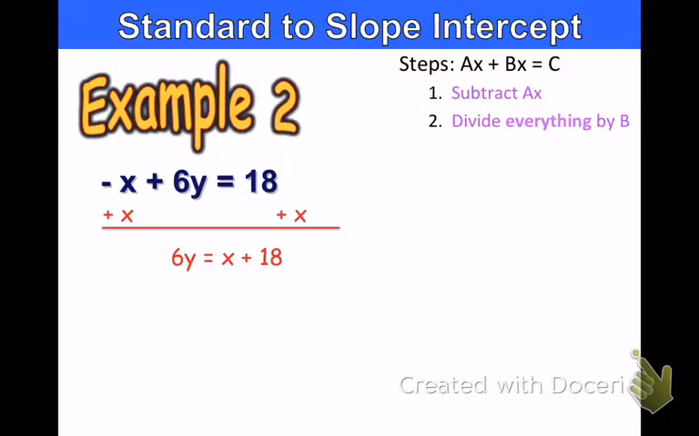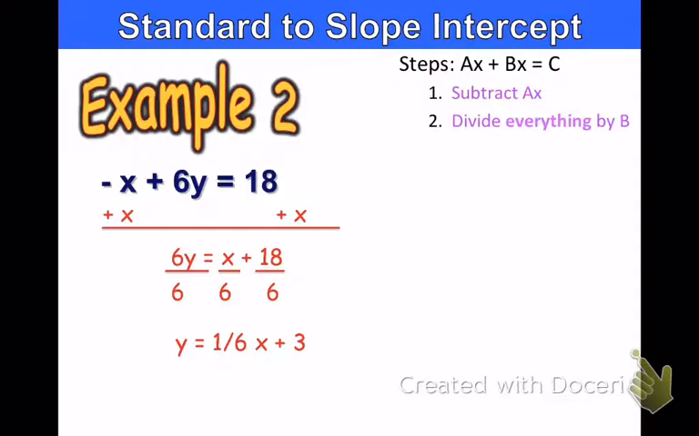Now I'm going to do step 2, which is divide everything by 6. Remember, my whole goal is to get the y by itself. The 6 cancels on the left, so I'm left with the y. Remember, there's an invisible 1 in front of the x, so my fraction is going to be 1/6, plus 18 divided by 6, which is going to give me 3. So my answer is y equals 1/6x plus 3.